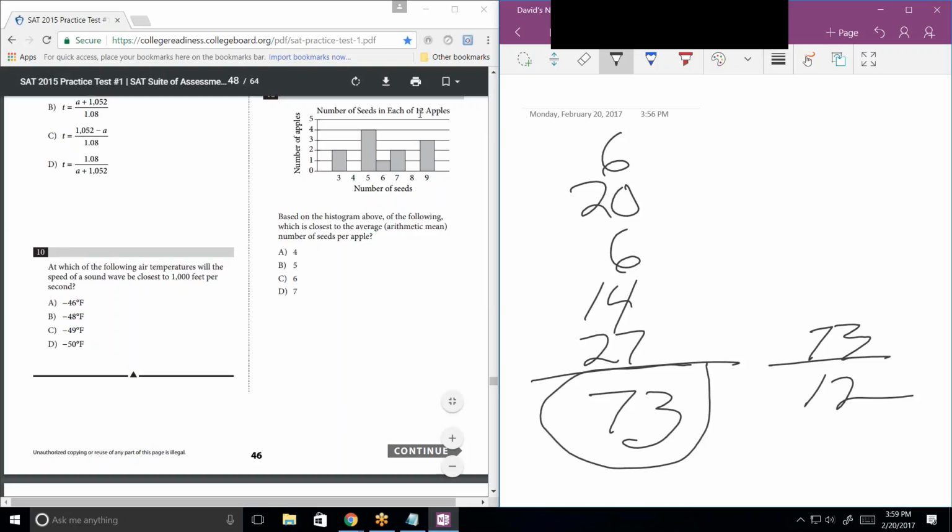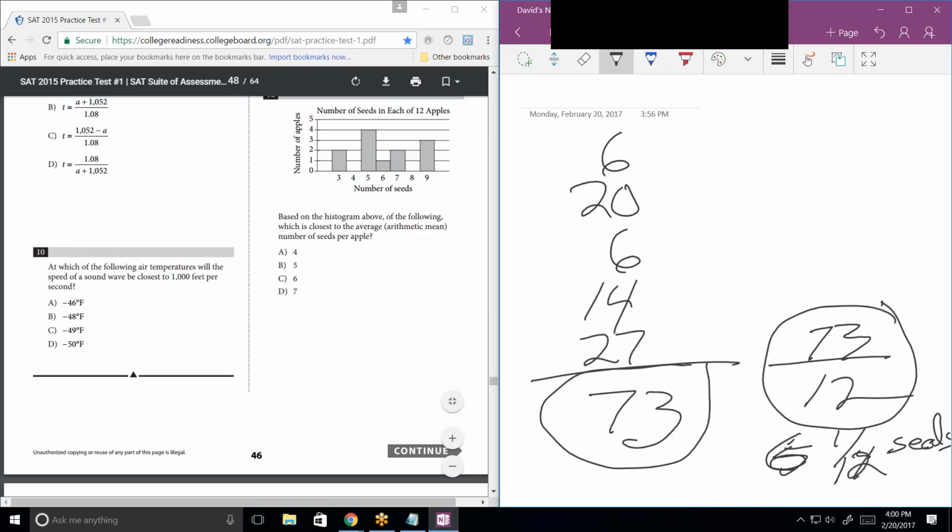Number of seeds in each of 12 apples. So we got 73 seeds per 12 apples. That's 5 1/4 seeds per apple. But 72 divided by 12 is 6. Excuse me. It's 6 1/12. So the answer is 6. You're absolutely right. Sorry. No problem. Yeah.